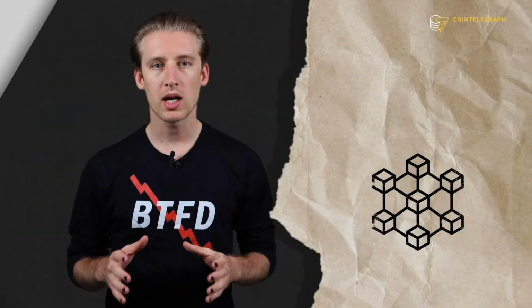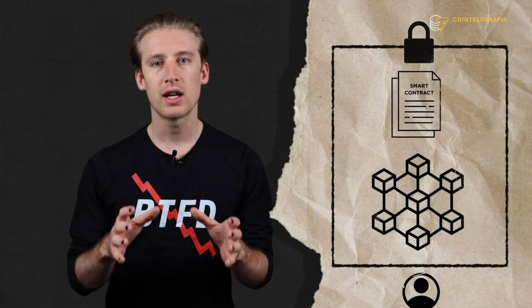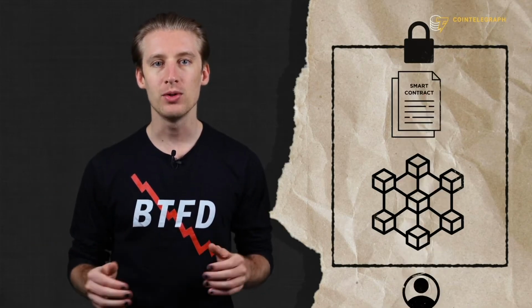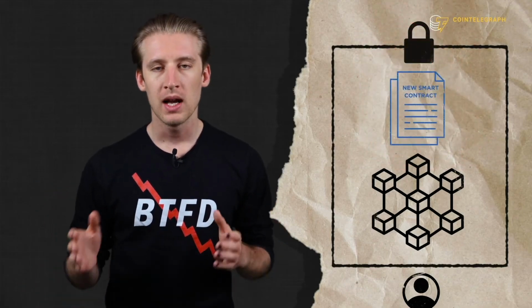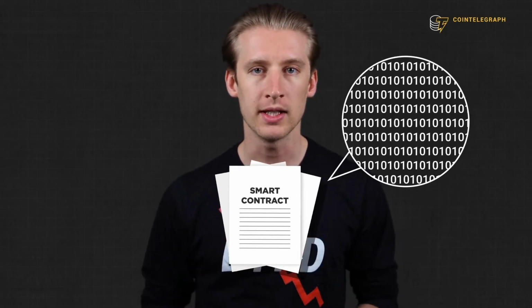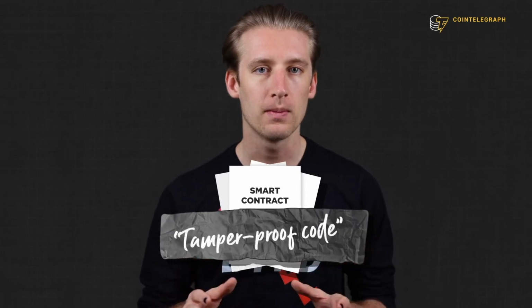Immutable. Once smart contracts are deployed, they can't be changed. However, if the creator of the contract includes a function called self-destruct in the code, they're able to delete the smart contract in the future and replace it with a new one. However, if the function isn't included in the code beforehand, they won't be able to delete it. Therefore, we can say that smart contracts provide tamper-proof code.